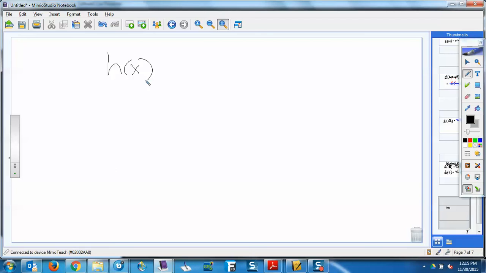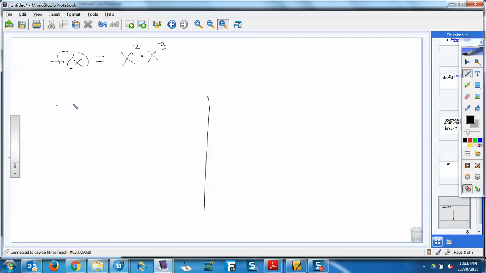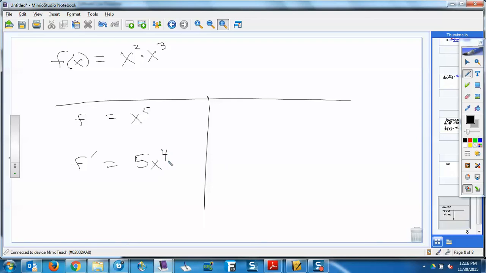For example, I can't do this up there. Let me do it here. They might give you a function like this. Let me just do a real easy one. Like that, right? Now, one way to do this would be to just go, oh, well, that's x to the fifth, so the derivative is 5x to the fourth, right?